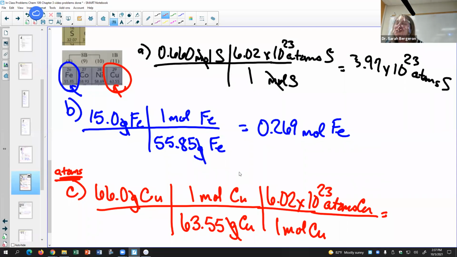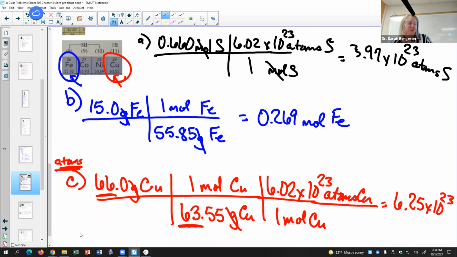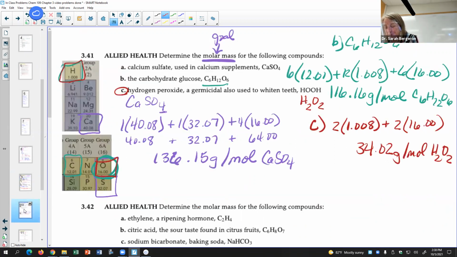What do you get? I didn't write this one down. 1.66. Is that what y'all got? No? What y'all get? 6.25 times 10 to the 23rd. That looks about right because it's about 60 and about 60. Top and bottom, that would cancel. So you should be about 6 point something times 10 to the 23rd. Okay. All right.